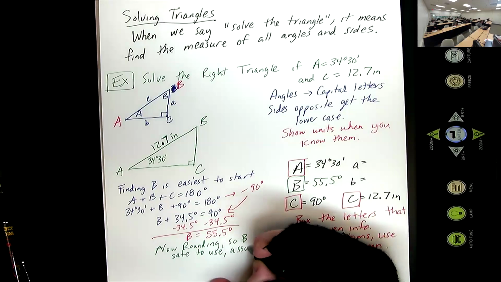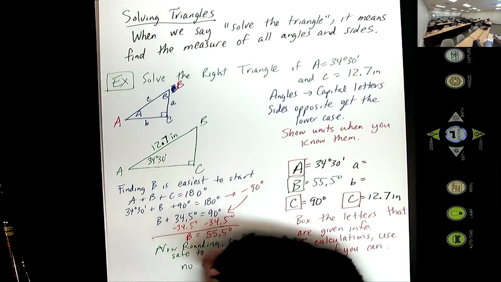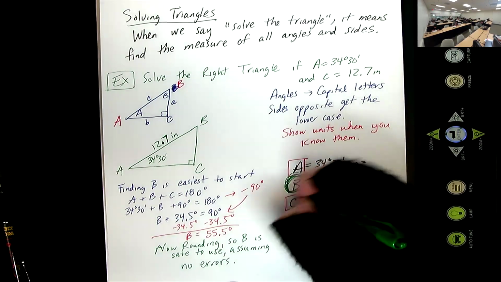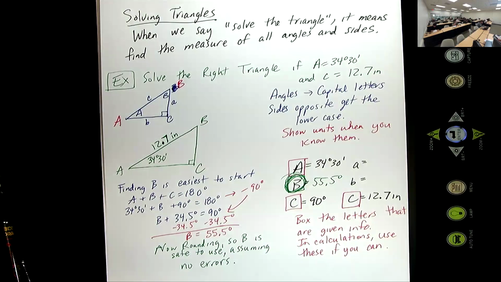Assuming I didn't make a mistake. So maybe I'll make a circle around it. I'm still going to put preference on the boxed letters that I started with, because there's a chance that I could have made an error. Probably not, because I'm guessing one of you would have said 90 minus 34.5 is not 55.5. But in general, I don't have an audience watching me while I work, so if I do something quickly, I might be inaccurate. Try to use the original information whenever you can.